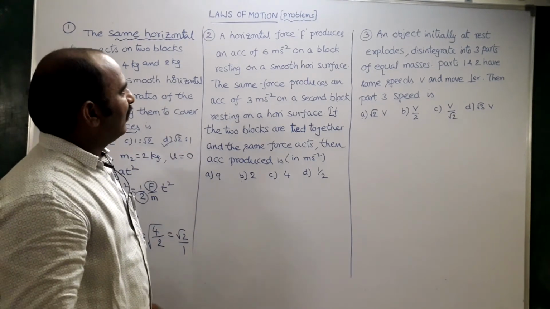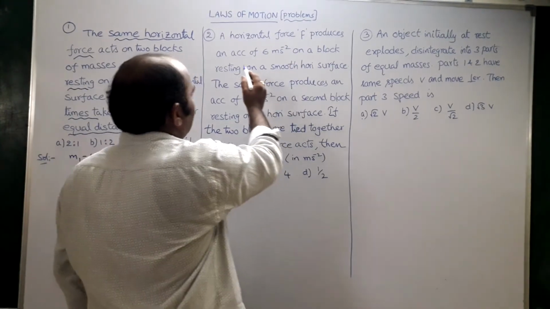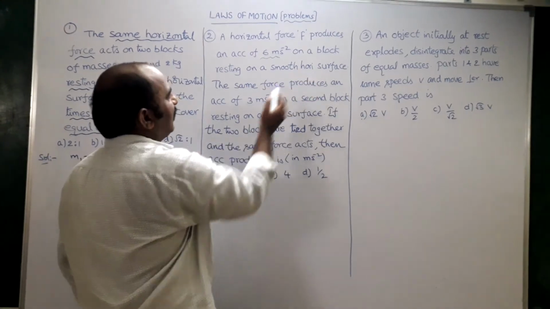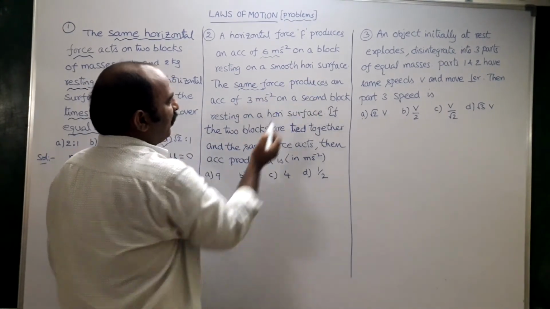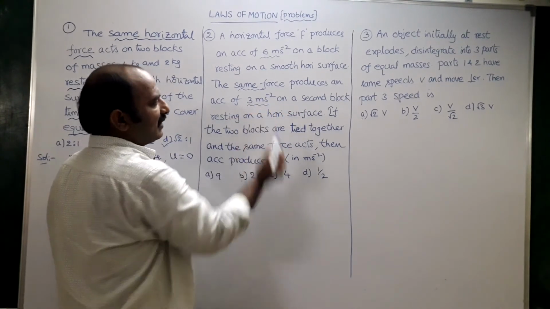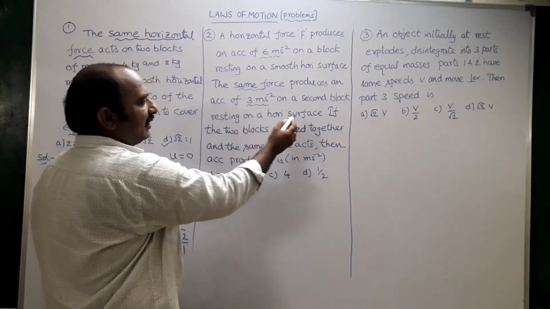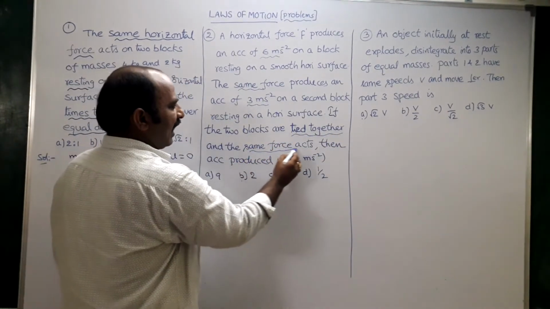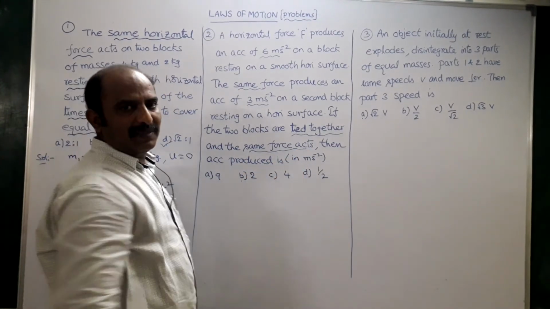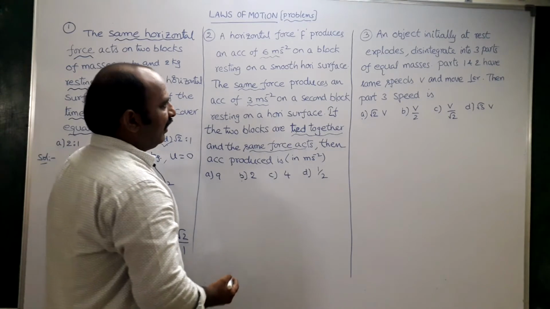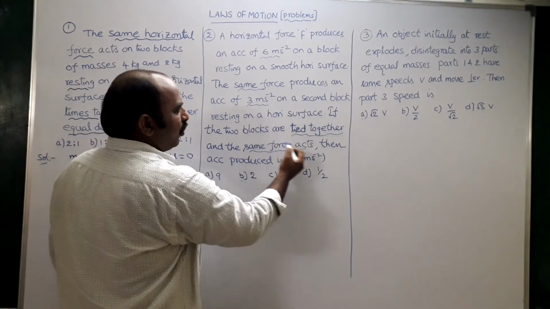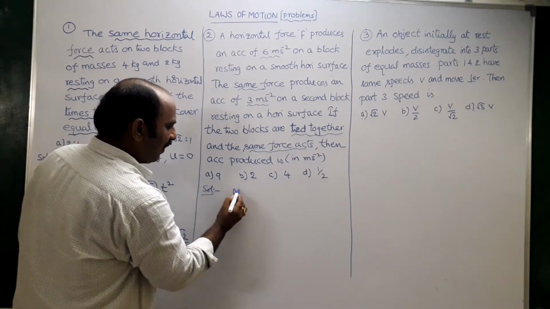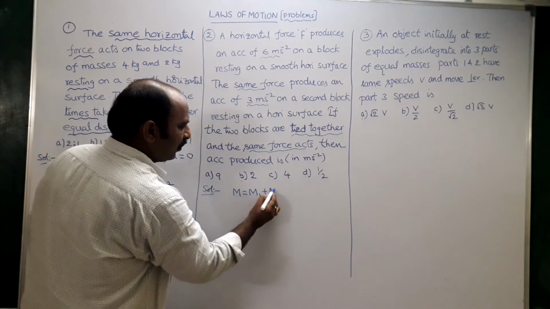Next see second one. A horizontal force F produces an acceleration of 6 meter per second square on a block resting on smooth horizontal surface. The same force produces an acceleration of 3 meter per second square on a second block resting on a horizontal surface. If the two blocks are tied together and the same force acts, then acceleration produced in the system is in meter per second square.